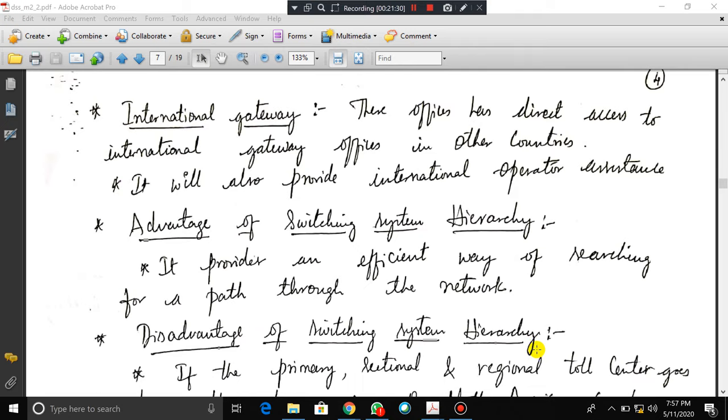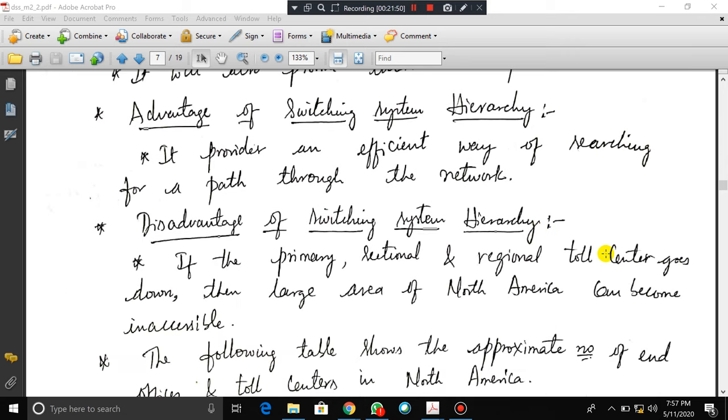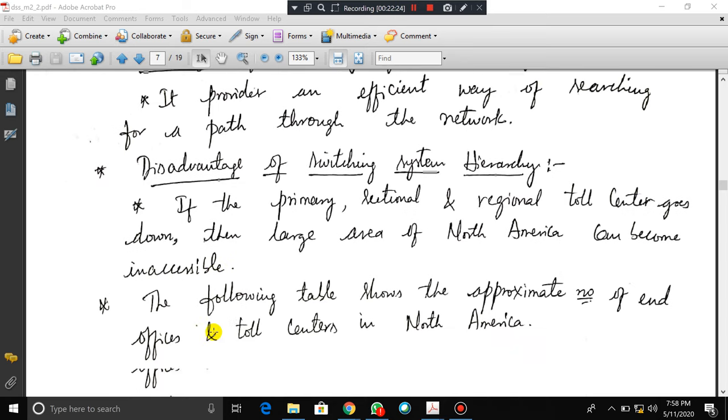The advantage of the digital switching system hierarchy is that it provides an efficient way of searching for a path through the network. This is an important topic. And what is the disadvantage of the switching system hierarchy? If a primary, sectional or regional toll center goes down, then a large area of North America becomes inaccessible. That means it depends on these classes. If they go down due to any problem, the whole system will be in trouble, that is inaccessible, and we cannot establish a connection.